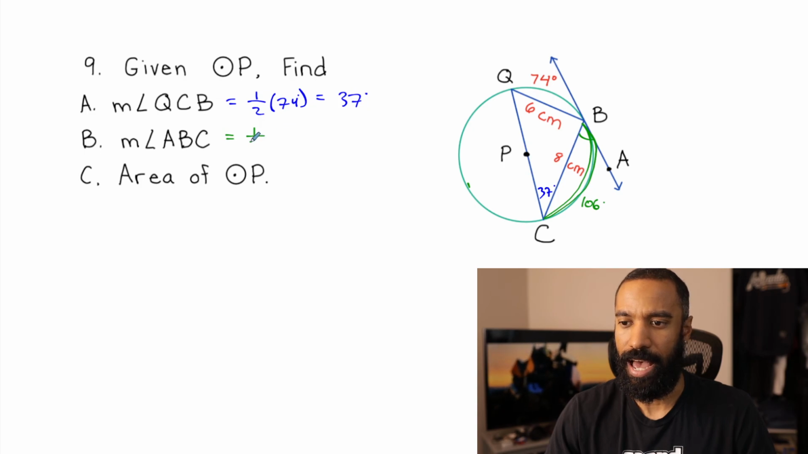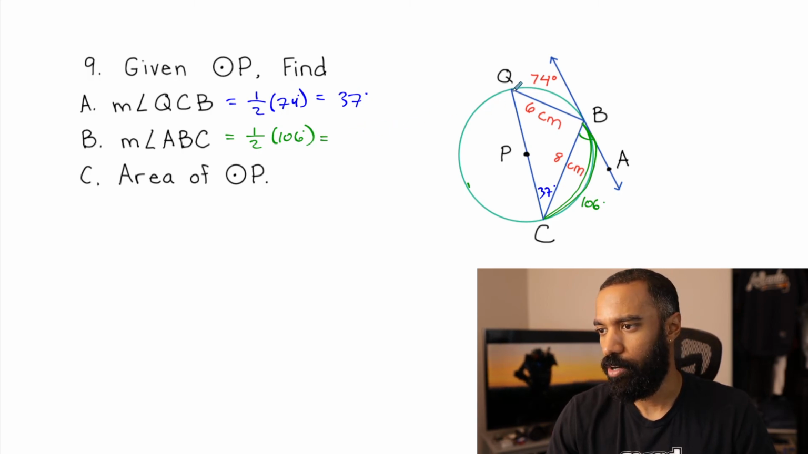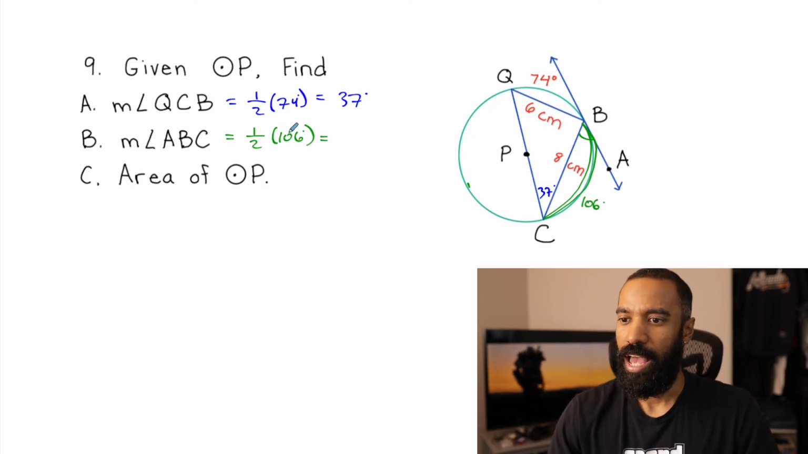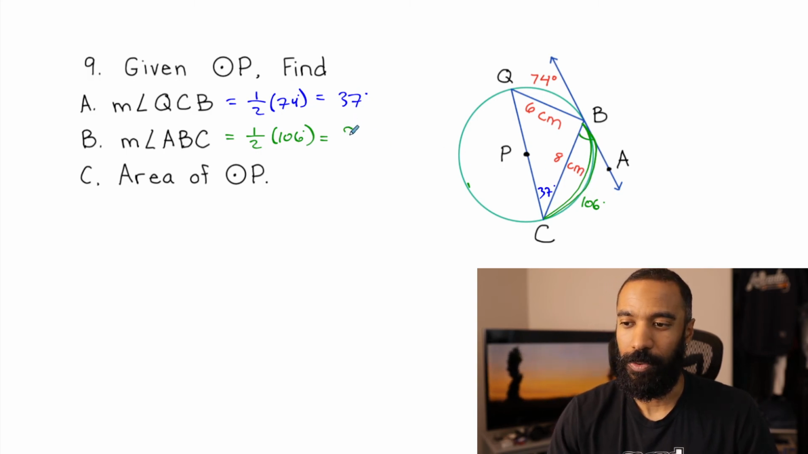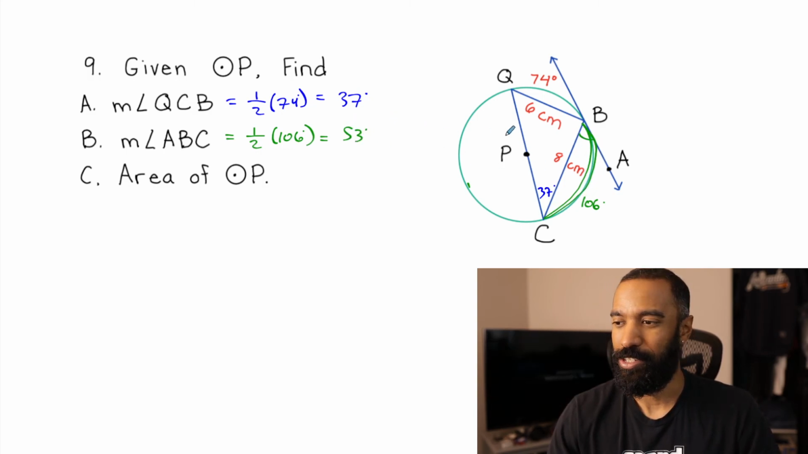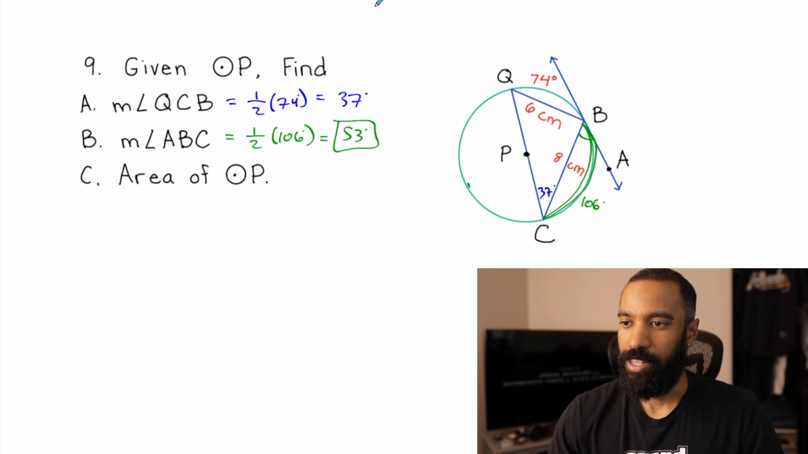So we take half of 106, which is 53 degrees. So that angle ABC is 53 degrees. I'll just leave that 106 there and I'm good. Okay, so there's that and there's that.